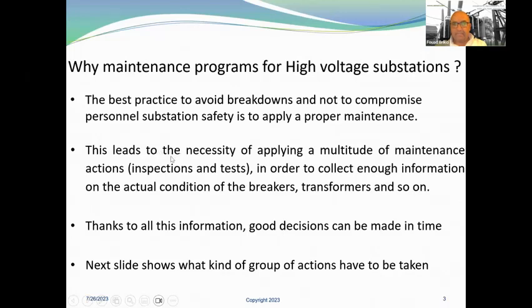So this leads to the necessity of applying a multitude of maintenance actions, inspections, and tests in order to collect enough information on the actual condition of the breakers, transformers, and so on. Thanks to all this information, good decisions can be made in time. Next slide shows what kind of group of actions have to be taken.